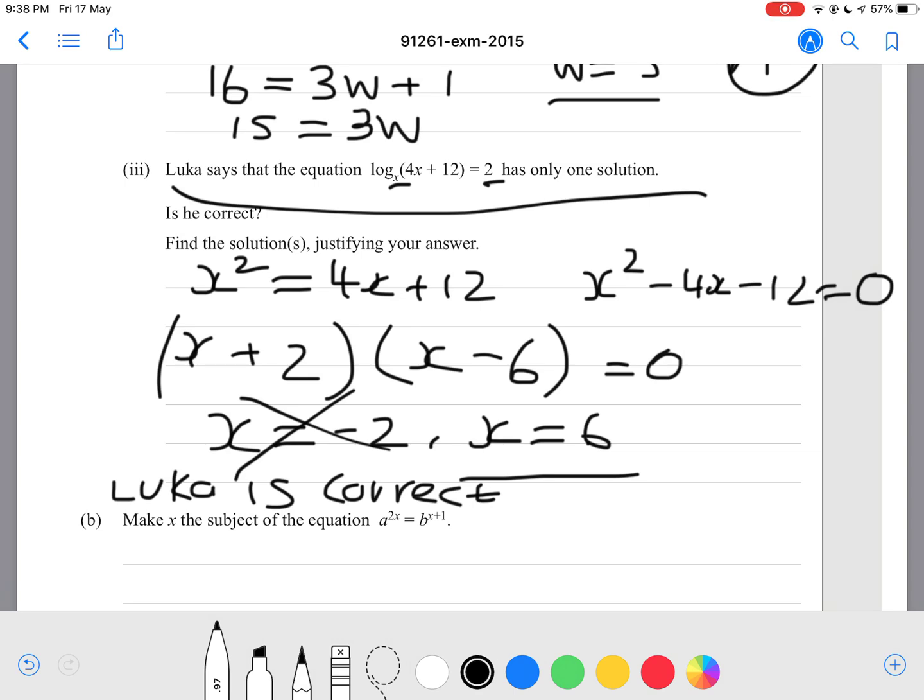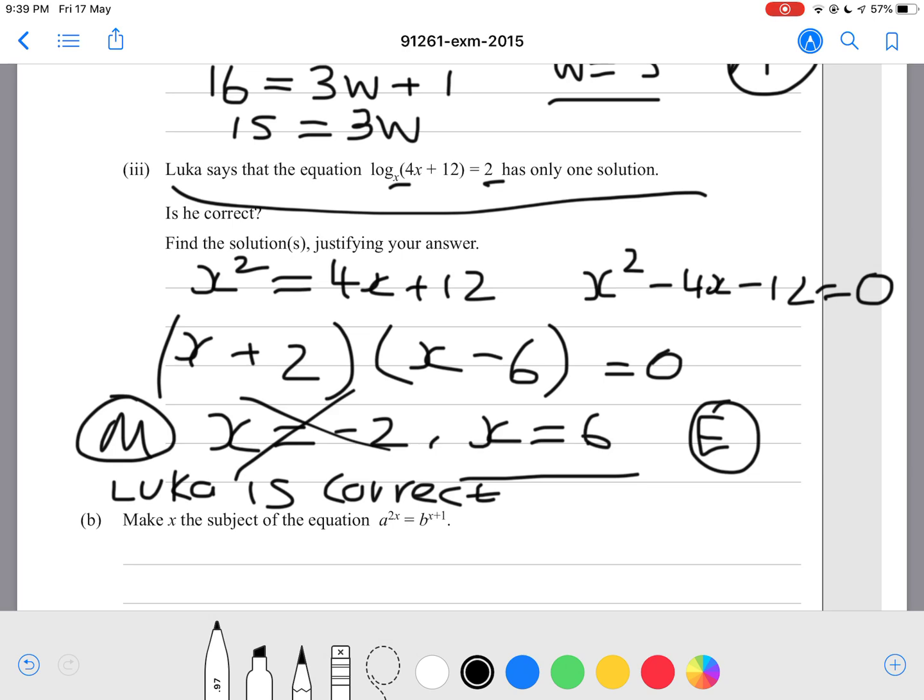So this is actually an excellence question. Okay, an excellence question, you get an excellence if you cross out the -2. If you don't cross out the -2, you're only going to get a merit. So an excellence grade if you can cross out the -2. If you can't cross out the -2 and you have both of these solutions, you only get a merit grade.